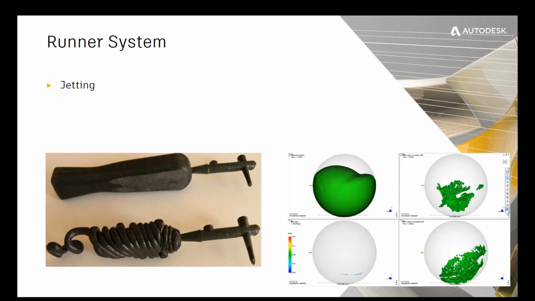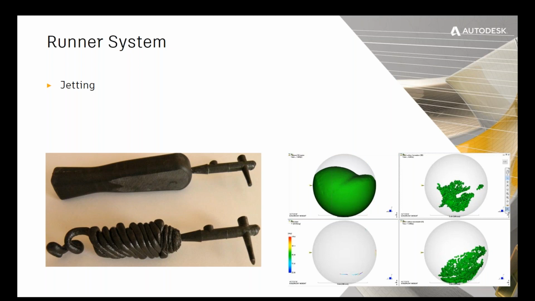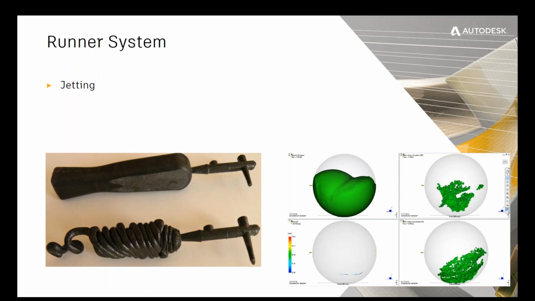Other considerations, depending on your runner system, is if there is going to be jetting on the part, such that it might cause aesthetic problems. And you can see here in this example, it forms weld lines and creates blemishes or other internal stresses. Being able to simulate that helps answer those questions as well.